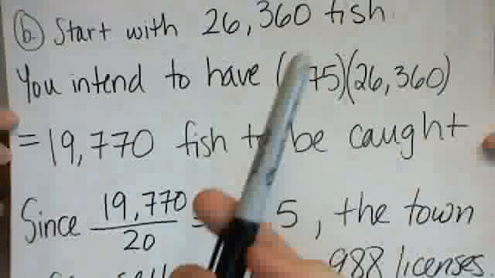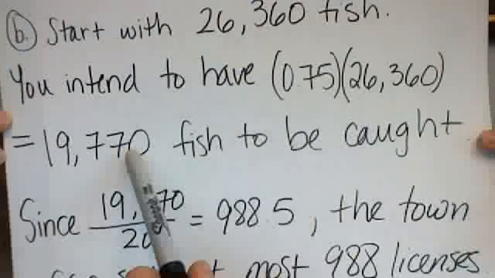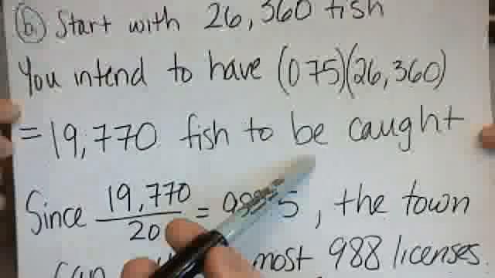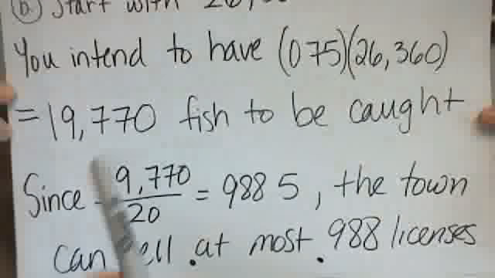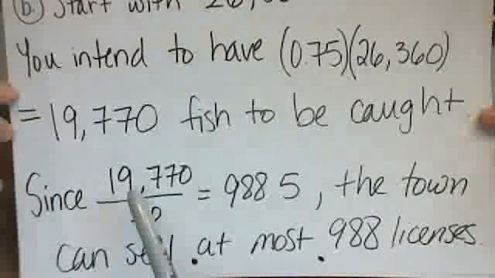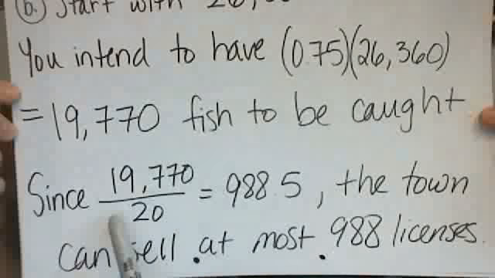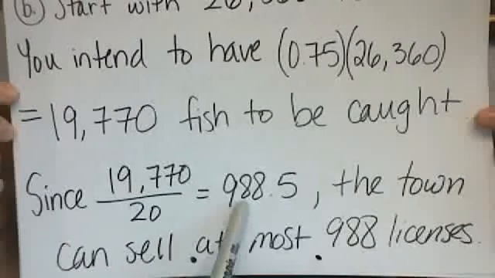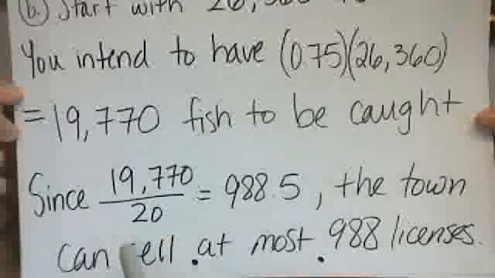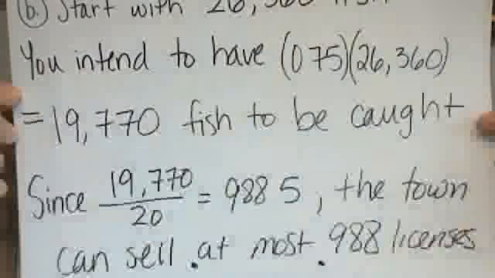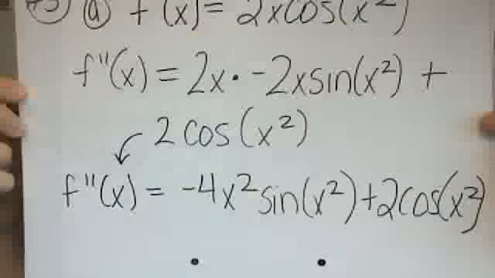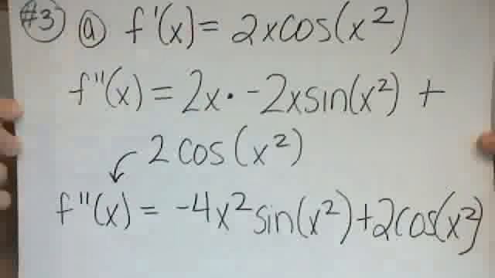So you have 19,770 fish to be caught, and the rest is the ones that they told us to have left. So 19,770 divided by 20 equals 988.5, so the town can sell, at most, 988 licenses. On to the next problem.